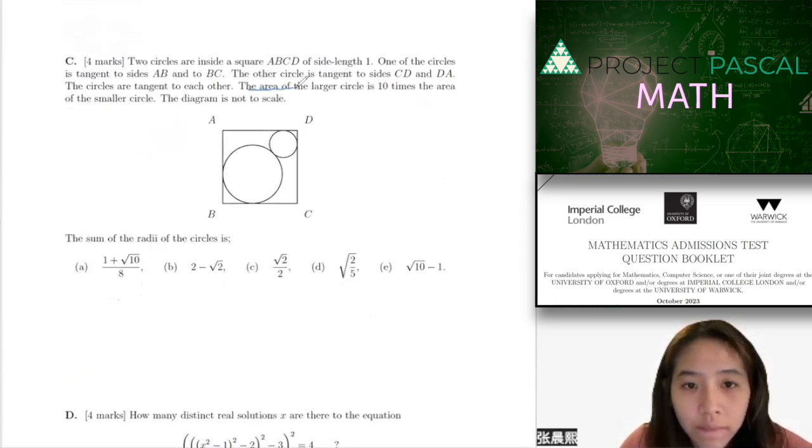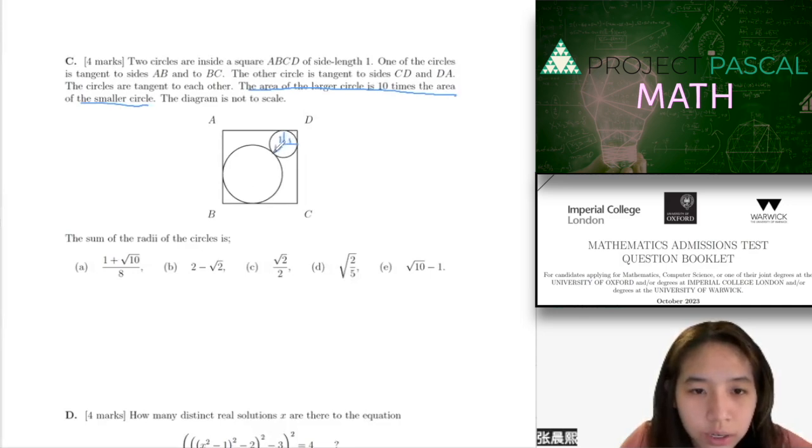So the area of the large circle is 10 times the area of the small circle. So suppose the radius is like 1 or something. And then this is 1, and this is root 10. This is root 10. So you know that that's side length 1. So this is root 10. And then it's 45 degrees.